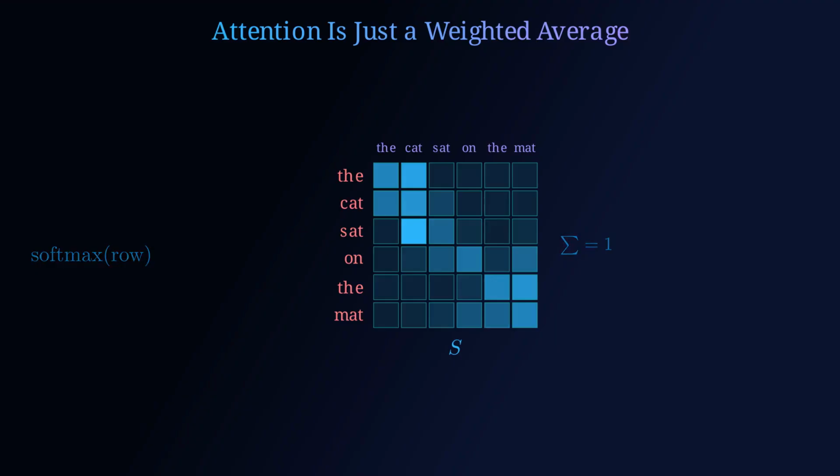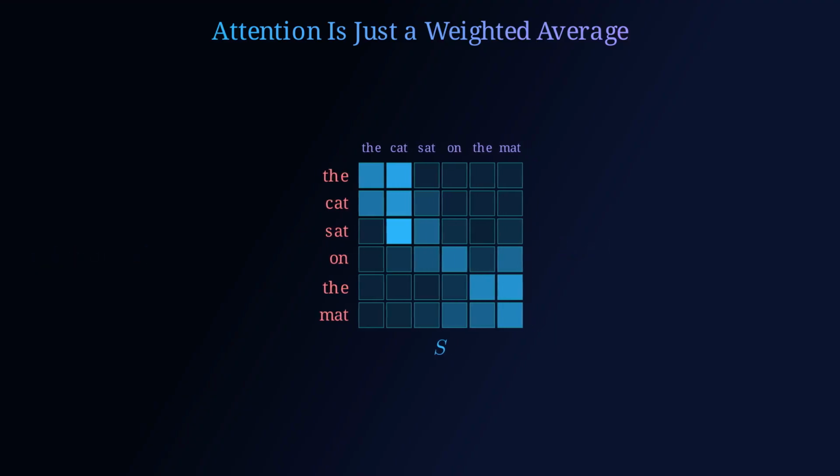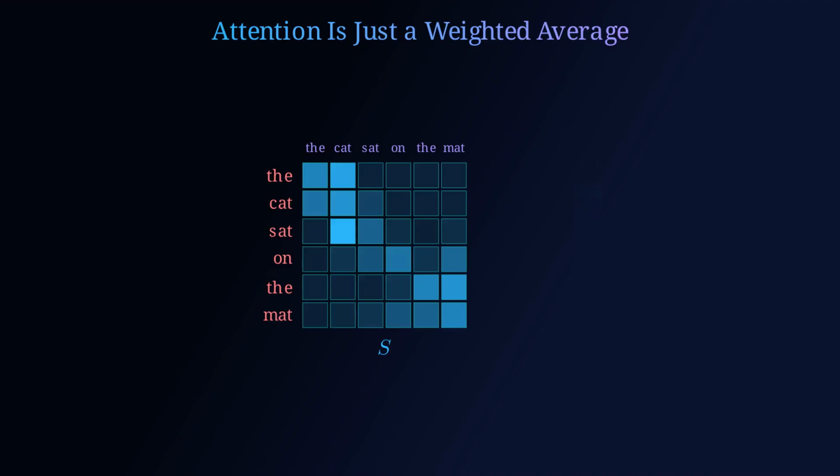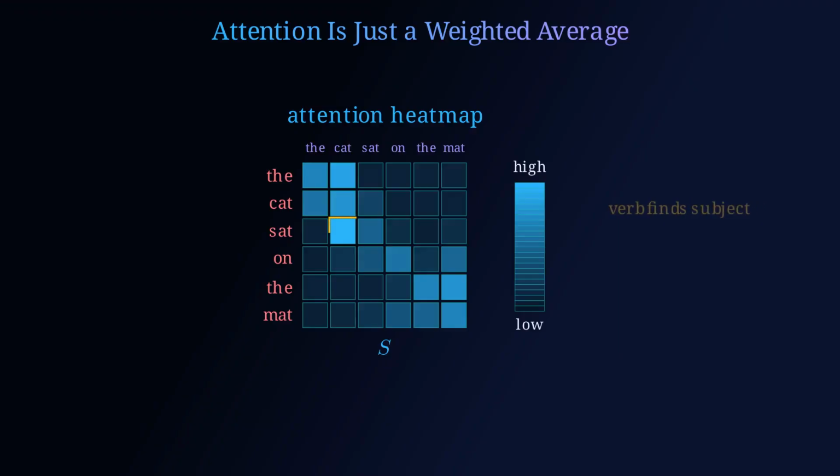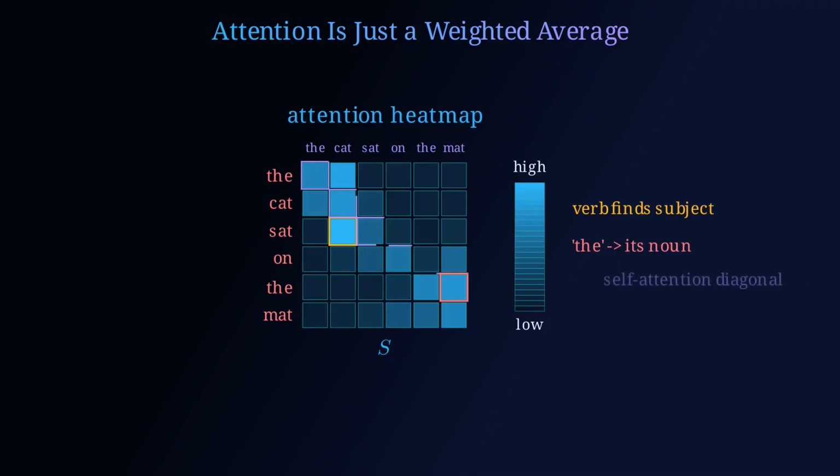Let's render this finished grid as a heat map. Bright cells mean strong attention, dark cells mean little. Now the entire sentence's attention pattern is visible in a single glance. This heat map is the picture people usually mean when they talk about attention. Read the map. The bright cell where SAT meets CAT is the verb finding its subject. You can spot other patterns too. The attending to the noun it modifies, words attending to themselves along the diagonal. The grammar of the sentence is quietly glowing in the grid.